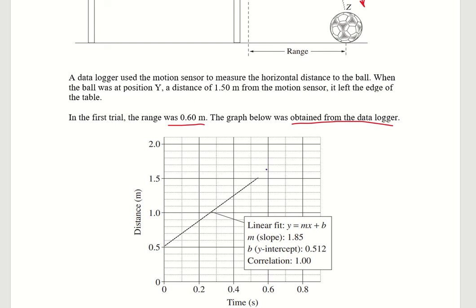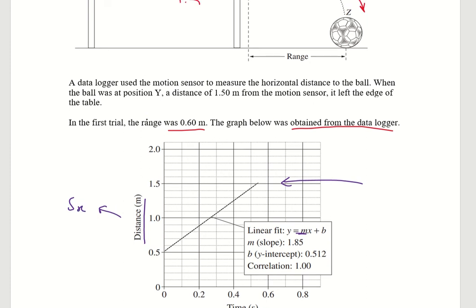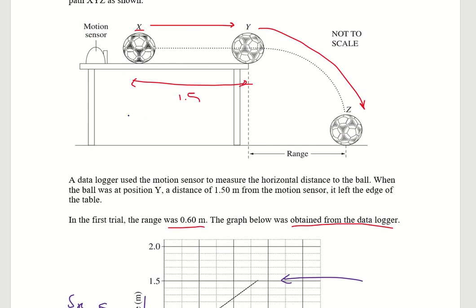We have the actual linear, or this is our line of best fit here, okay? And we have a gradient value. So let's actually look at what this gradient tells us. Firstly, the gradient tells us distance, and it tells us time, okay? Distance is, in this case, because it's traveling on the table, our Sx distance there.